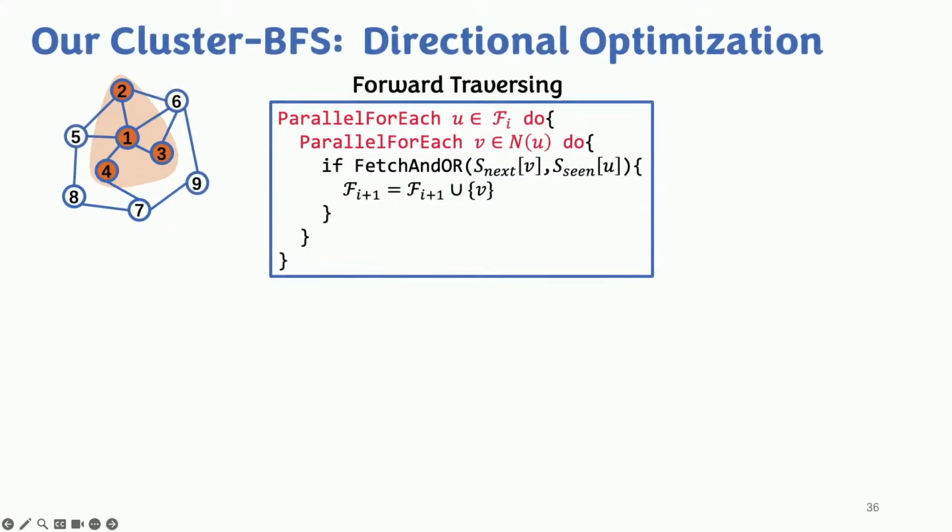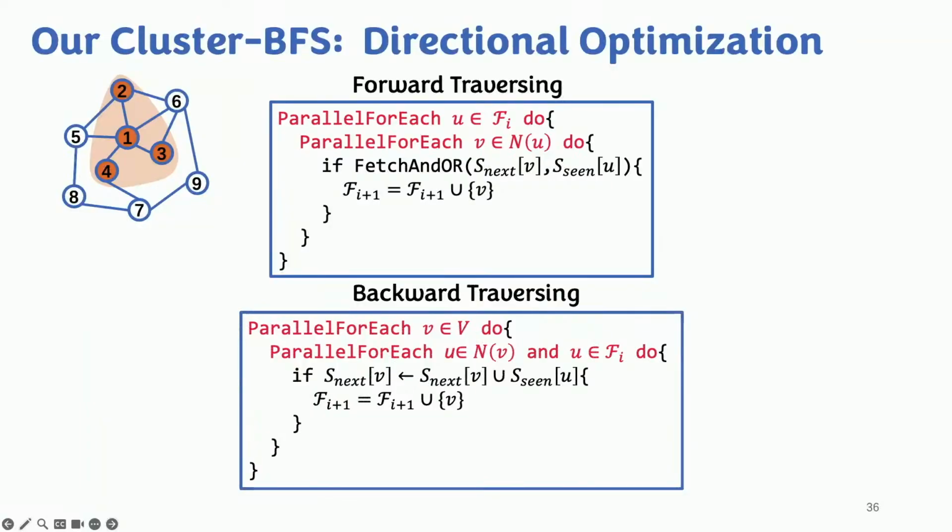The directional optimization is widely used in parallel BFS, and our algorithm can also benefit from it. The previous example shows what is a forward traversal. It means that all the vertices in the frontier can visit their neighbors in parallel and put newly visited neighbors to the next frontier. And the backward traversal, on the other hand, means that all the vertices will look at its neighbors. For example, the vertex 7 will look at its neighbors 8, 4, and 9. And if any of its neighbors is in the current frontier, 7 will put itself to the next frontier.